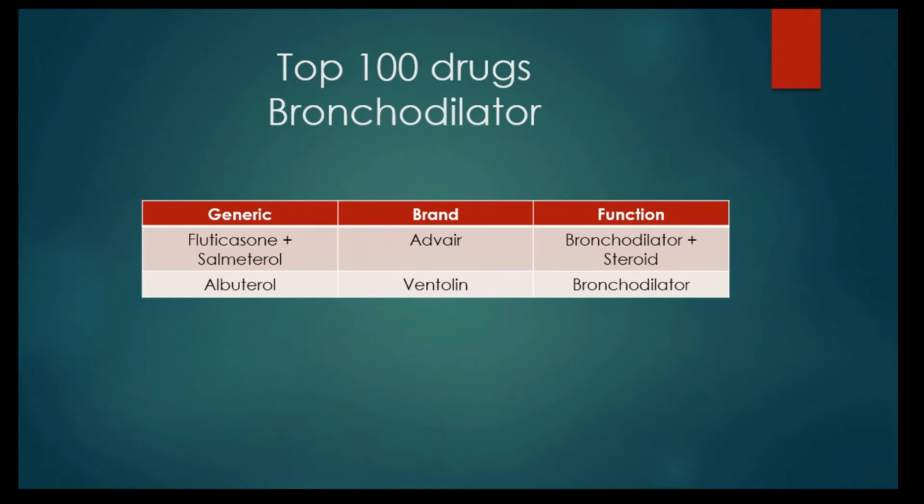Alright, next we've got bronchodilators. So we've got fluticasone and salmeterol. Brand name to this is going to be Advair, and it's actually a bronchodilator and a steroid combination. And like I said, we're coming back to Albuterol. It can also be prescribed as Venolin, which is also a bronchodilator.